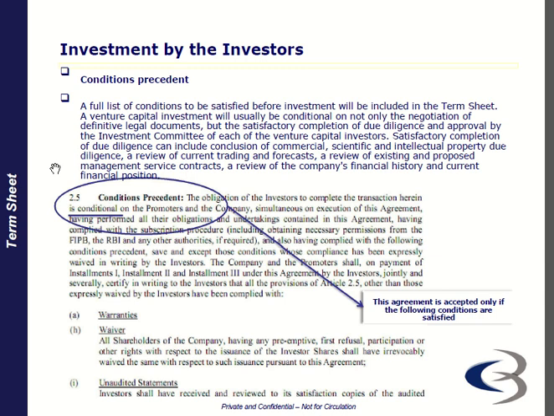So, what are conditions precedent? The obligation of the investors to complete the transaction is conditional on the promoter of the company, simultaneously with the execution of the agreement, having performed all their obligations, that undertaking contained in the agreement, having complied with the subscription procedure. They must also comply with the following conditions precedent. Warranty and waivers: all the shareholders of the company having any pre-emptive, or first refusal participation or other rights with respect to the issuance of the investor shares will irrevocably waive them at the same rate.